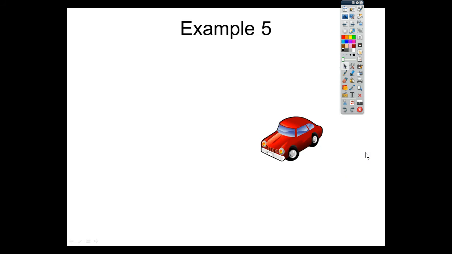This is the last problem. This is example number 5. In this example, it says Grace is driving her sports car at 30 meters per second when a ball rolls out into the street in front of her. So she slams on the brakes and comes to a stop in about 3 seconds. They want to know what is the acceleration of the car.